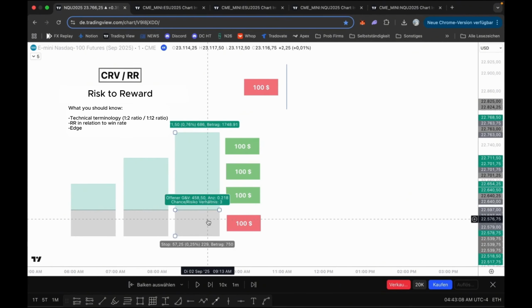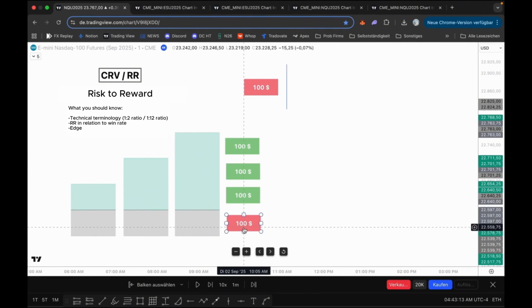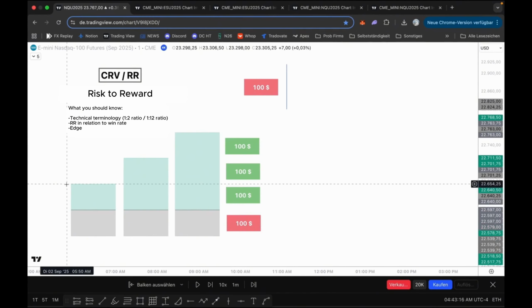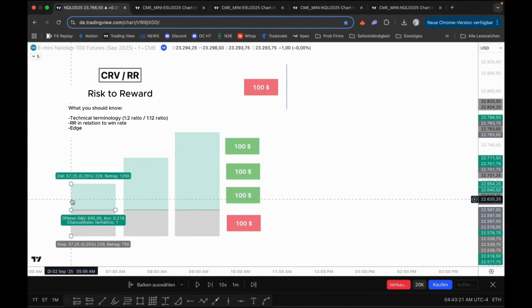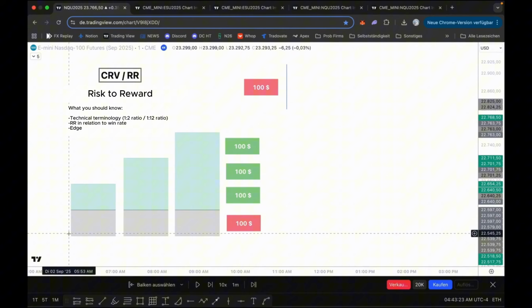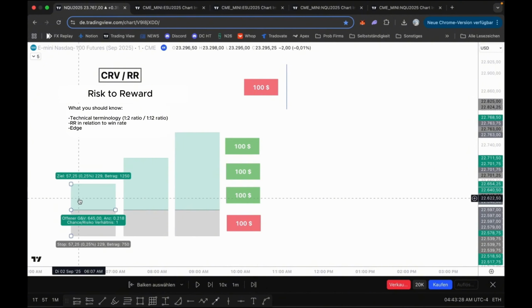You can see that we always take the same risk each time, in this example $100, and in this case we are targeting exactly double that. That means if we close our position right here, where our risk is $100, we make exactly $100.